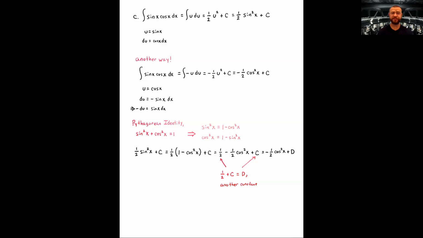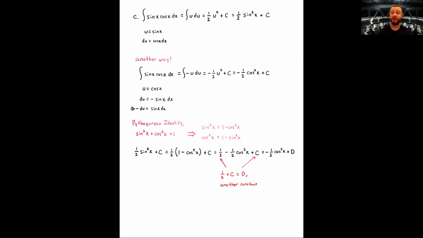we can replace sine squared with its Pythagorean identity, sine squared equals 1 minus cosine squared of x. We can distribute that 1/2 through parentheses. What we have is now 1/2 minus 1/2 cosine squared plus c. How do we make this look exactly like the antiderivative we found in our second approach? Well, c is a constant. We're adding to c another constant, 1/2. 1/2 plus a constant is just another constant. Let's call that other constant d.